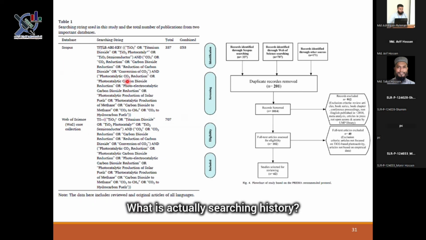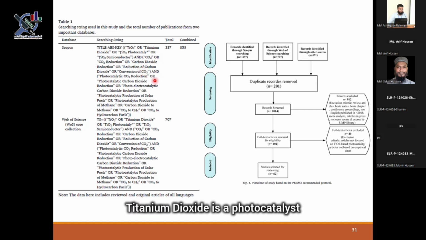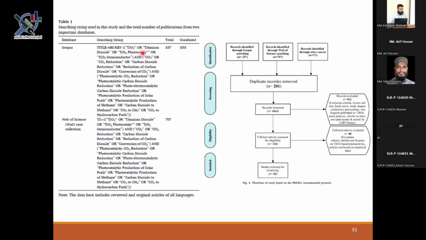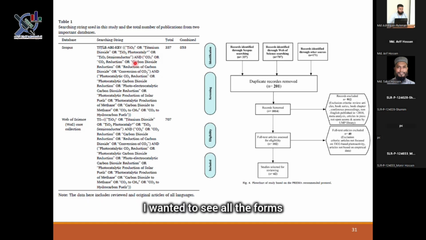What is actually a searching string? From this table, you can see I used parentheses and also inverted commas. I use TiO2. If you search TiO2, most papers may accept TiO2, or they may use titanium dioxide. Or, as I mentioned, titanium dioxide is a photocatalyst, so your paper can use TiO2 photocatalyst. So I use the Boolean operator OR because I wanted to see titanium dioxide in whatever form, all the forms.